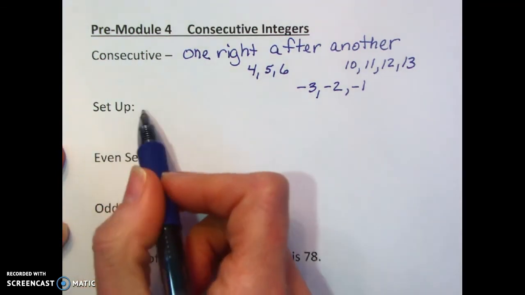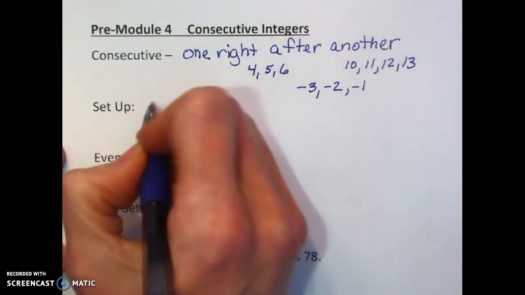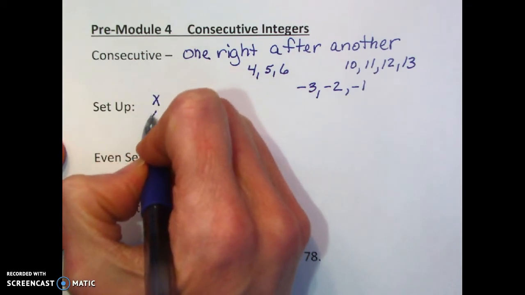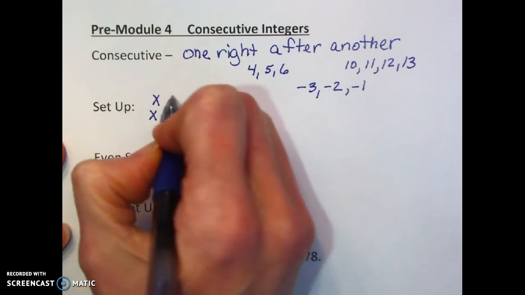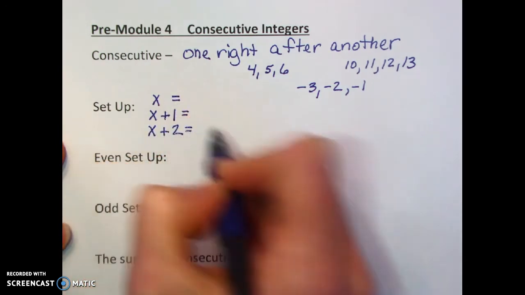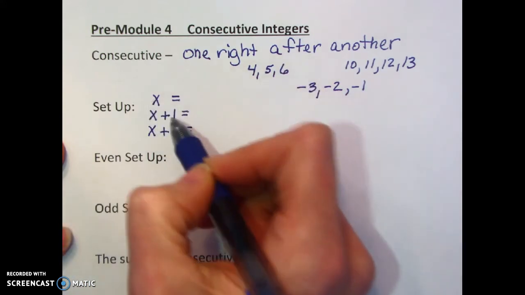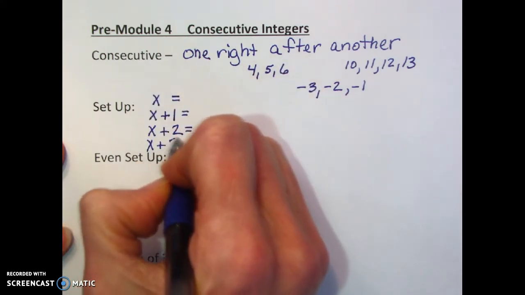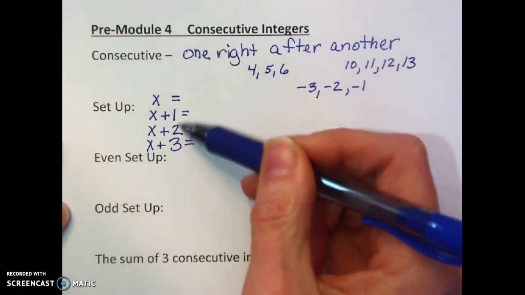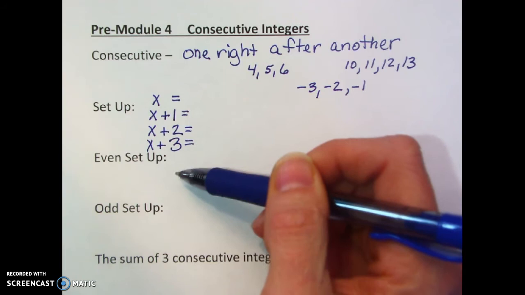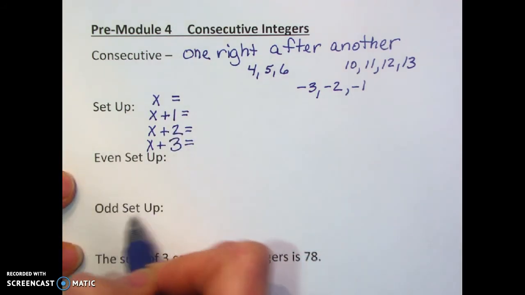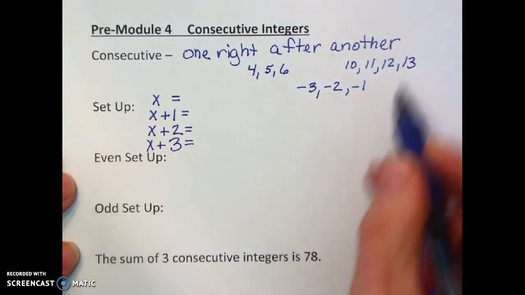Anyhow, when we set these up, if we have 3 consecutive integers, we'll have x, and then our next consecutive integer will be x plus 1. Our next one will be x plus 2. Depending how many you had, 1, 2, 3, 4. If you had 4, you would have x plus 3. So this is your first consecutive integer, your second, your third, your fourth. If you had 5, you'd have another one of these. You'd keep going.